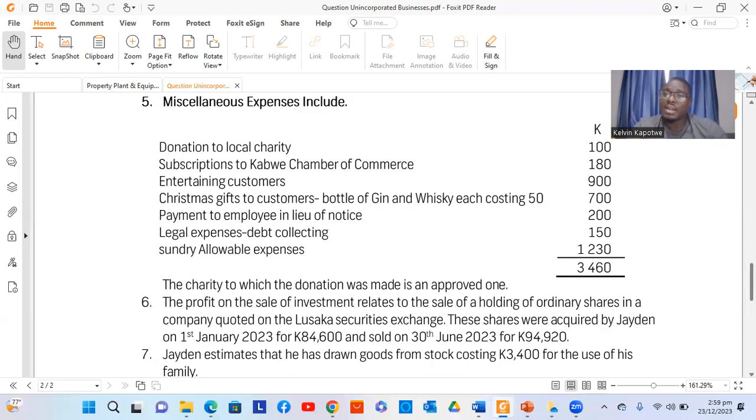So that 100 kwacha, we're not going to do anything to that 100 kwacha. We're not going to add it. We are going to allow it. Okay. Subscription to Kabwe Chamber of Commerce.